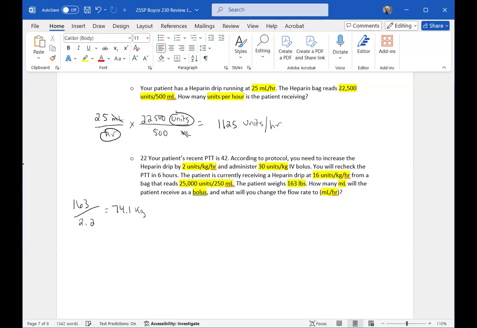All right. So with the patient's weight of 74.1 kilograms, the first thing I want to do is get rid of those kilograms and apply it to the order. The order says increase the heparin drip by 2 units per kilogram per hour and to administer a 30 unit per kilogram IV bolus. So we're going to start with the bolus dose because I think that's the one that's most straightforward. There's also information missing here.